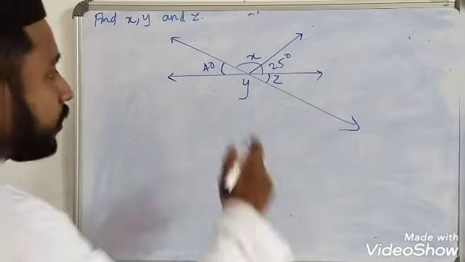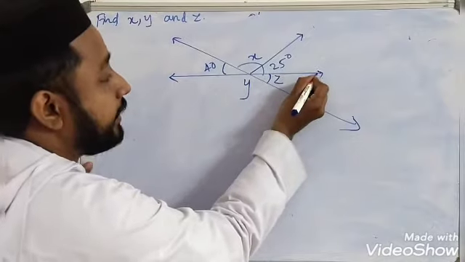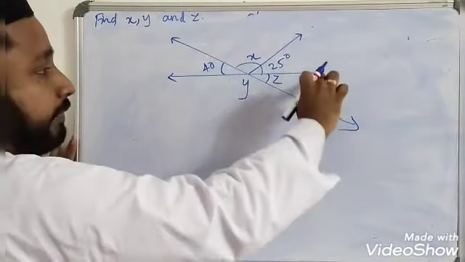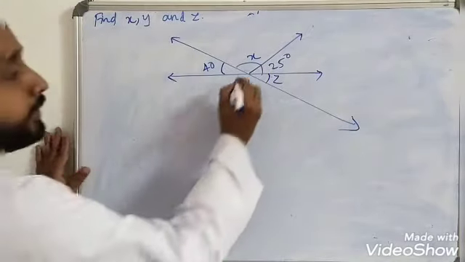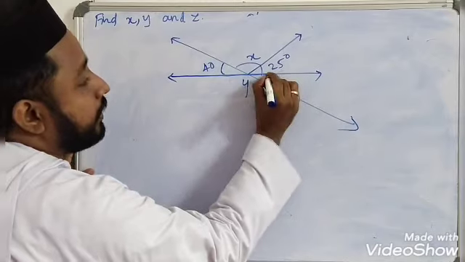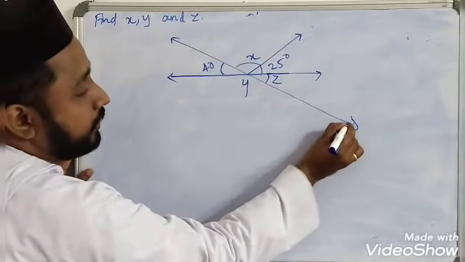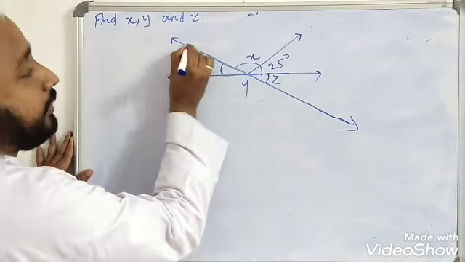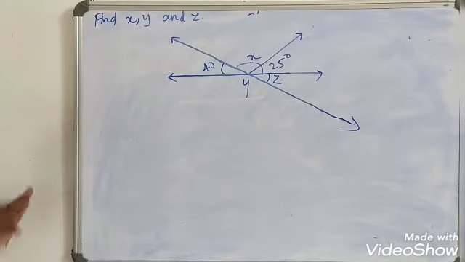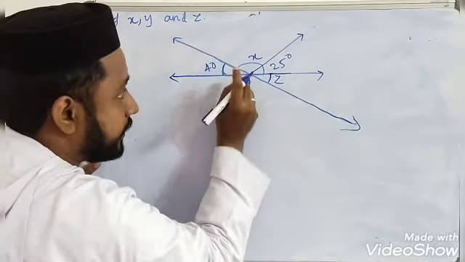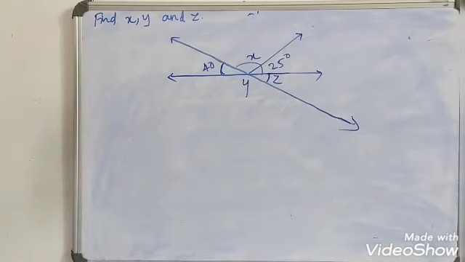Look at the figure. Consider this line and another line; they are intersecting. We consider these two lines, which are intersecting. When these two lines intersect, we get opposite angles, 40 and Z. 40 and Z are the opposite angles.